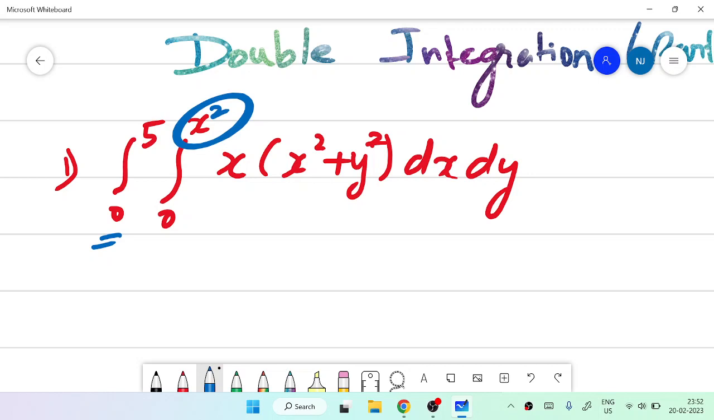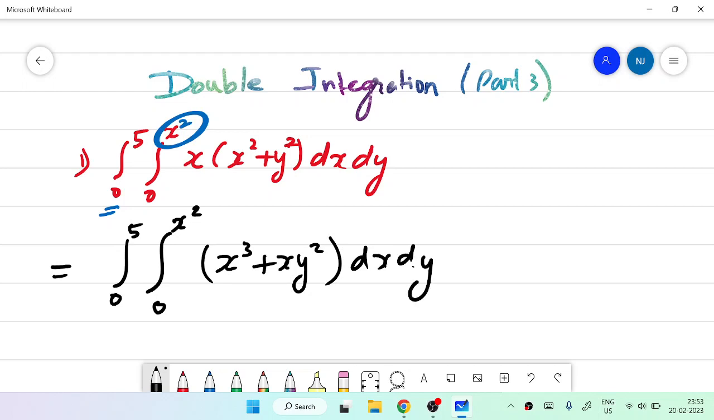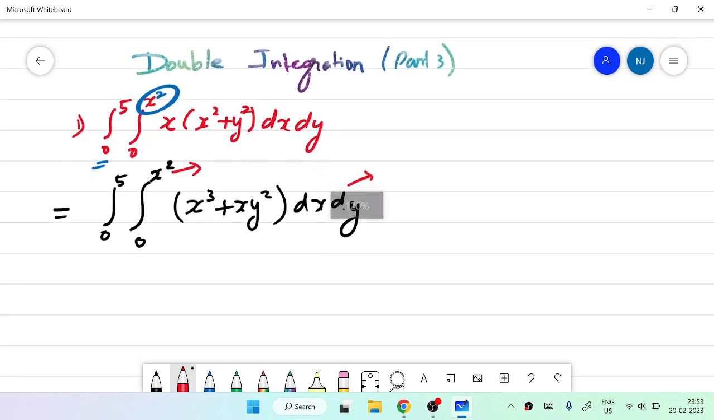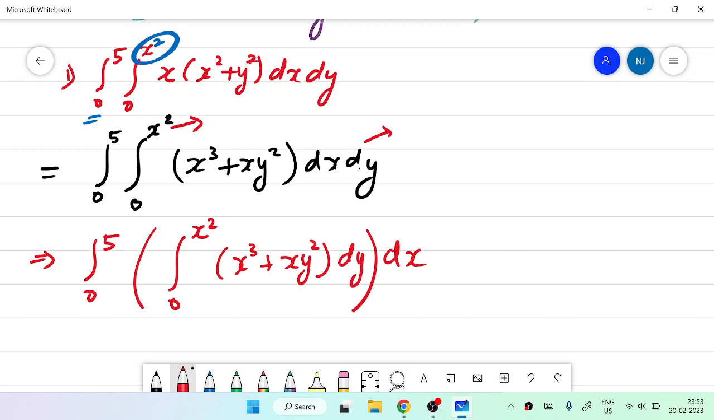Then in that integral symbol, now you are having x square, right? In your integral symbol you are having x square. Then we have to take the dy terms. So the first thing I'm going to do is the integral over 0 to 5, then the integral over 0 to x square of (x cube plus xy square) dx dy. Understood? Here I'm having x square terms, so you have to consider only the dy terms. So I'm going to take the integral over 0 to 5, then take a bracket with the integral over 0 to x square of (x cube plus xy square), where I have to consider this dy, and close the bracket and put dx outside of the bracket.